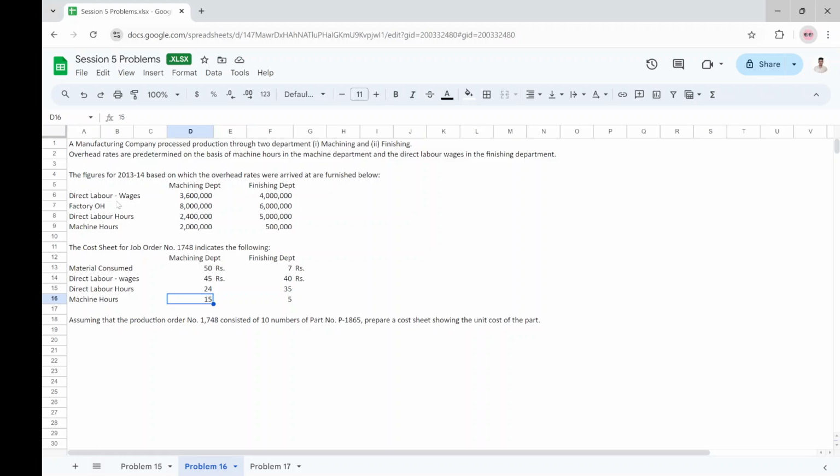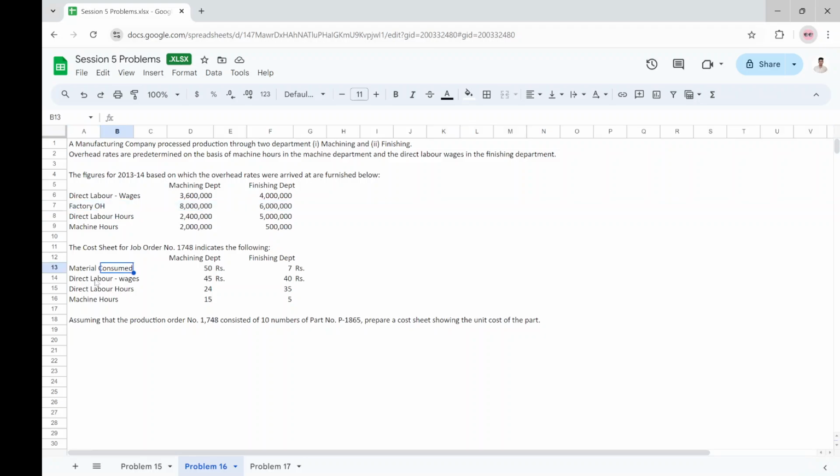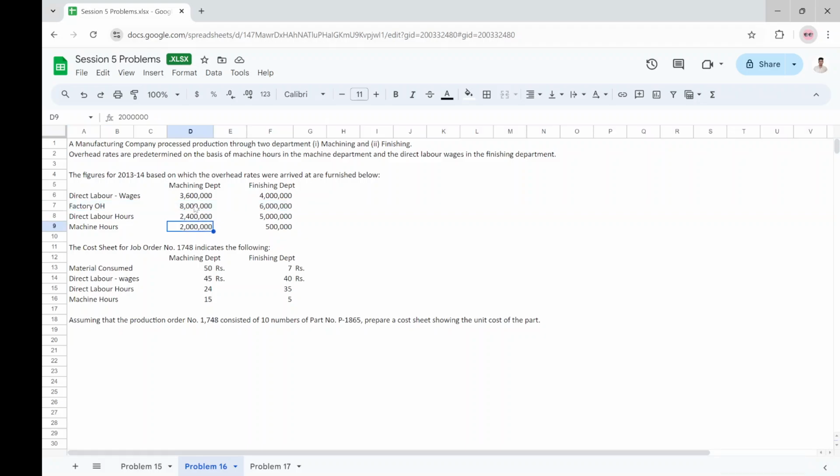Okay, so basically what we have to do is calculate factory overhead. Material is given, direct labor is given, direct labor hours are given, and machine hours are given. So you have to calculate factory overhead. For the machining department, it is based on machine hours. It was 2 lakh hours and factory overhead was 8 lakh, so 4 per machine hour. Now our machine hour is 15, so at 4 per hour it means 60 rupees.